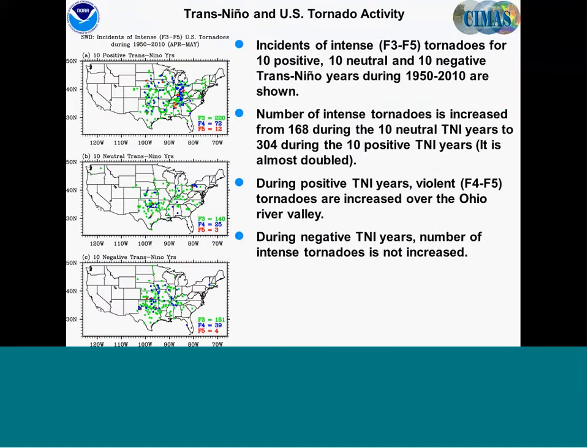Okay, I have one more piece of evidence. What I'm showing you here is all the incidents of intense tornadoes, F3 to F5, during the 10 positive Trans-Niño years, 10 neutral Trans-Niño years, and 10 negative Trans-Niño years. So you can see that the number of intense tornadoes increases from 168 during the 10 neutral Trans-Niño years to 304 during the 10 positive Trans-Niño years. So it's almost double. By the way, green is for F3 cases, blue is for F4, and red is for F5.